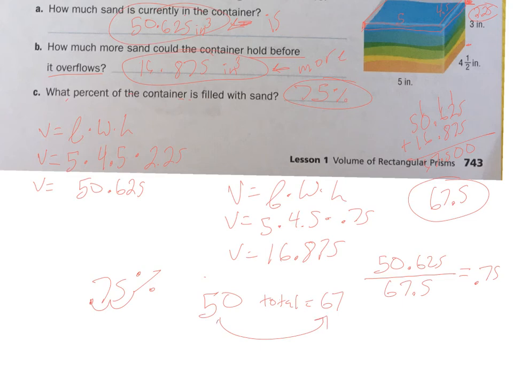Now 75% is a good chunk of it. It's more than half. It's not quite the whole thing. So I would say 50 is about 75% of 67. So just to check, I always like to say, does it make sense? And this one does. Okay, might be off by a little, but at least it makes sense.